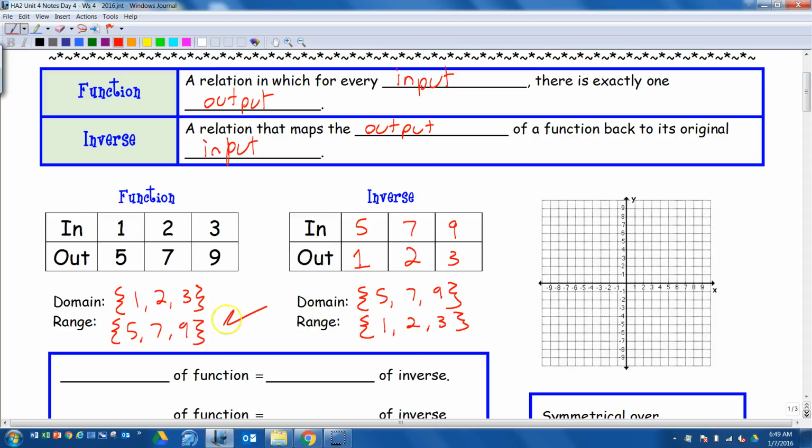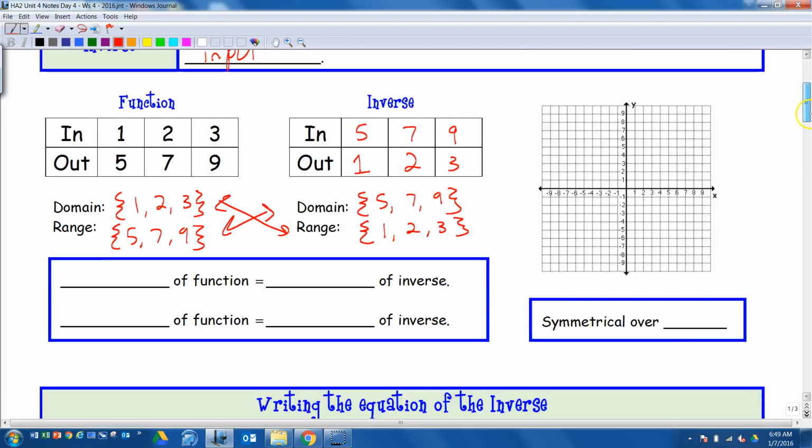Notice how these are the same and these are the same. That works when they're one-to-one functions, which means that they are both functions. Alright, what it means symmetrically. You're reflecting over the line, and actually I wrote, that was what I was going to write here, hold on. Domain of the function equals the range, and then the range equals the domain.